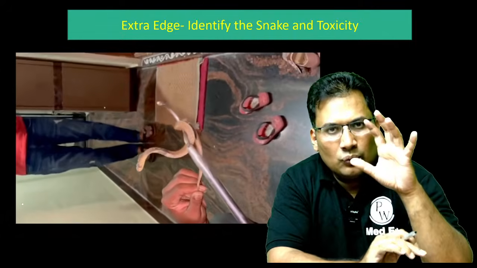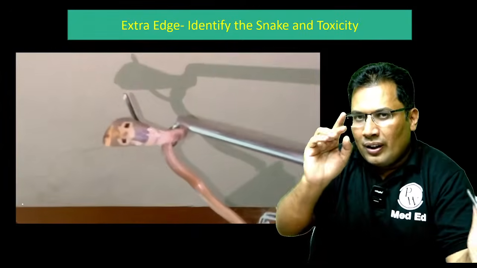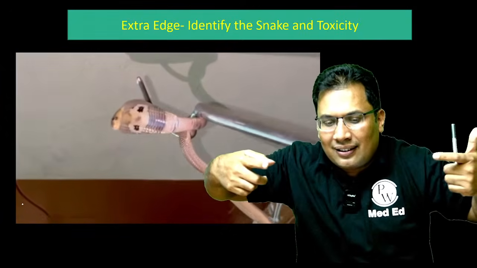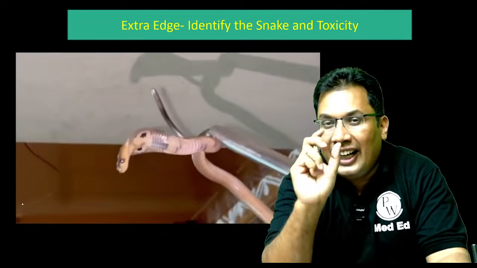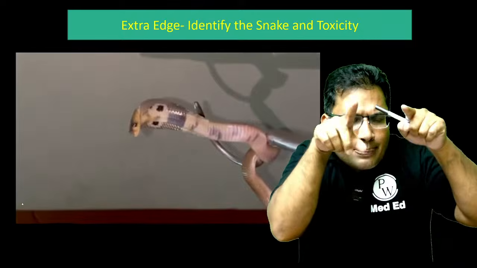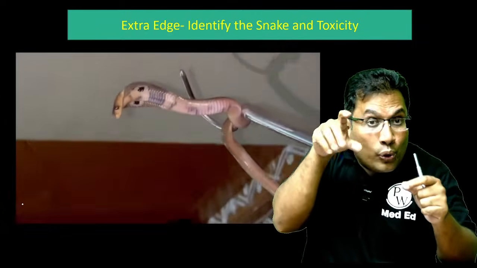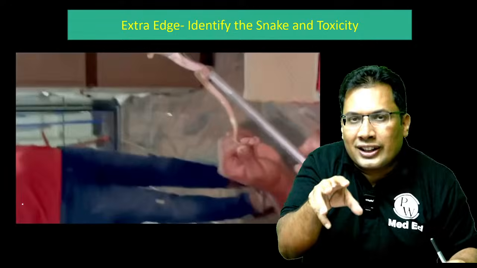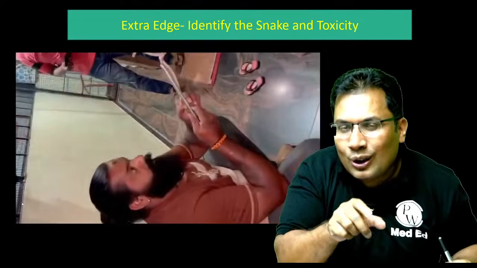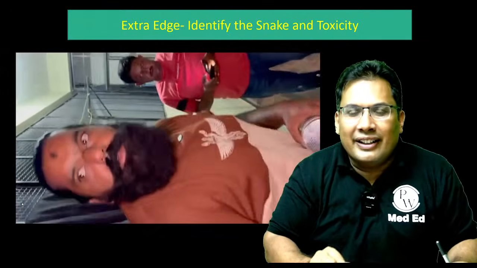Look at this now. It has a hood. Hood is there. Spectacle mark is there. And it's a very young snake. Hood, spectacle mark, large belly scales, large head scales, rounded tail, neurotoxic, bungarotoxin, ptosis. Can anyone tell me, identify this snake?